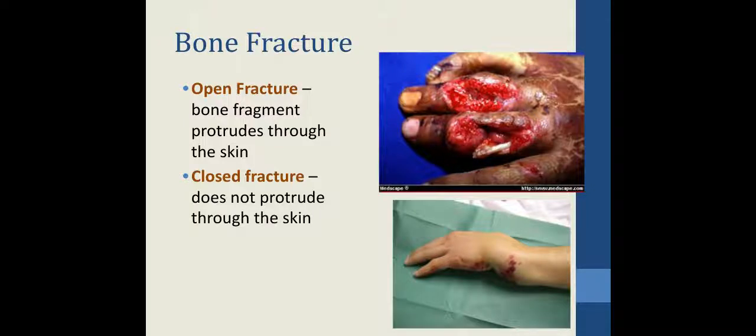Open fracture, that is where bone fragments actually puncture through the skin. Closed fracture, they do not go through the skin. So the top one is the open fracture. Closed fracture is the bottom. The open and closed do not necessarily determine how bad the fracture is. It is just if it is through the skin or not through the skin.